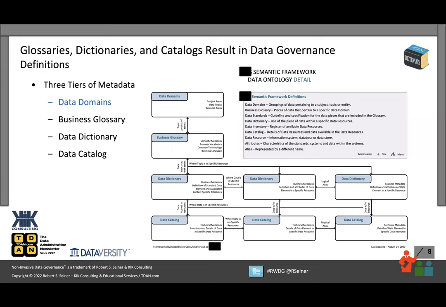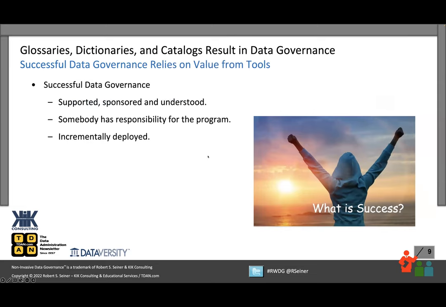So again, I could probably spend most of the hour just talking to this diagram and the connection between all the different pieces. But if you're trying to picture where the glossary and the dictionary and the catalog fit together, this might be something that you want to consider. So let's talk about successful governance and how it relies on the value of tools.